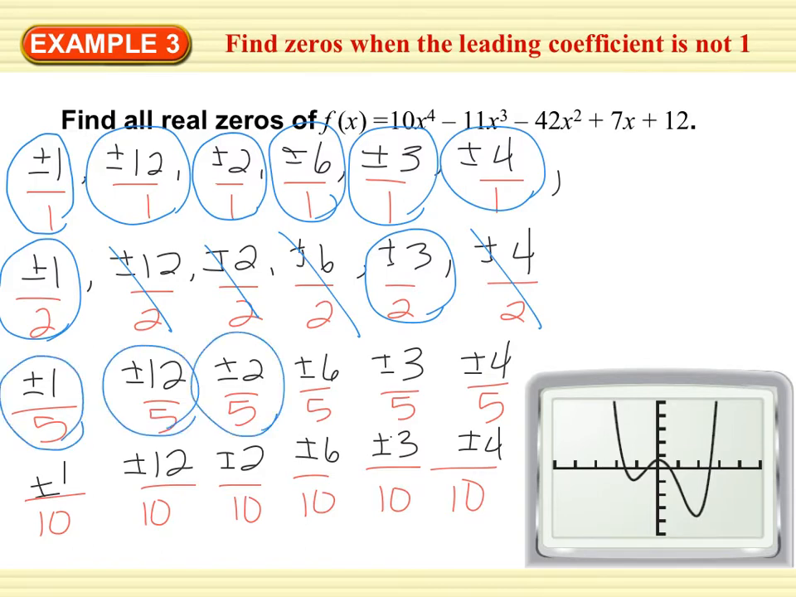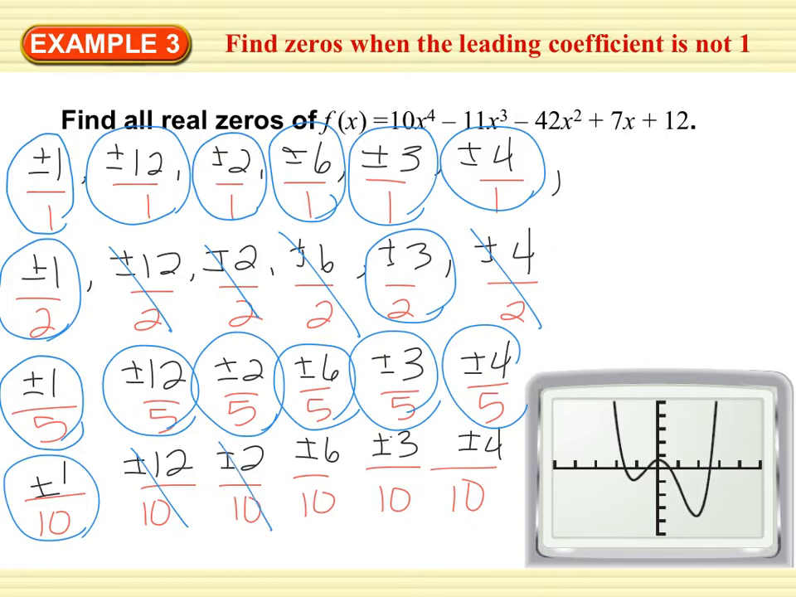1/5. 12/5, none of these are going to be duplicates. And then 1/10. 12/10 is the same as 6 over 5. 2 over 10 is 1 over 5. 6 over 10 is 3 over 5. 3 over 10 is by itself. 4 over 10 is 2 over 5. Okay, everything in blue, those are all our possible zeros.